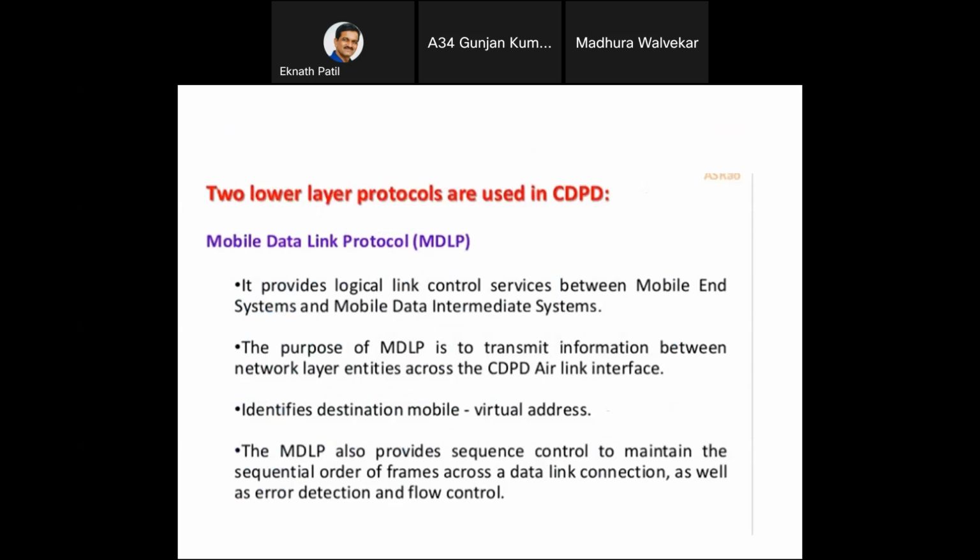Layer protocols used in CDPD. The mobile data link protocol, MDLP, provides the logical link control service between the mobile end system and the mobile data intermediate system. The purpose of MDLP is to transmit information between network layer entities across the CDPD layer interface.